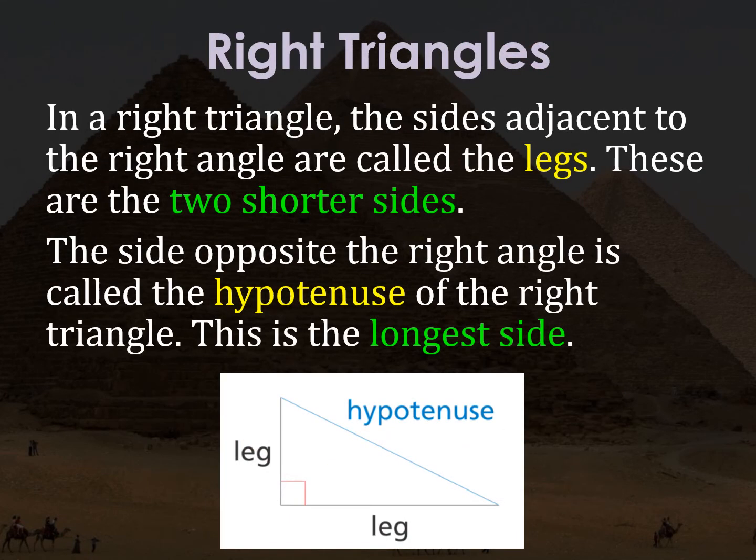All right, next we have right triangles. As a reminder, in right triangles, the sides adjacent to the right angle are called the legs, and those are the two shorter sides. The side opposite the right angle is the longest side. It's called the hypotenuse. So that's going to lead us into our next congruency rule.